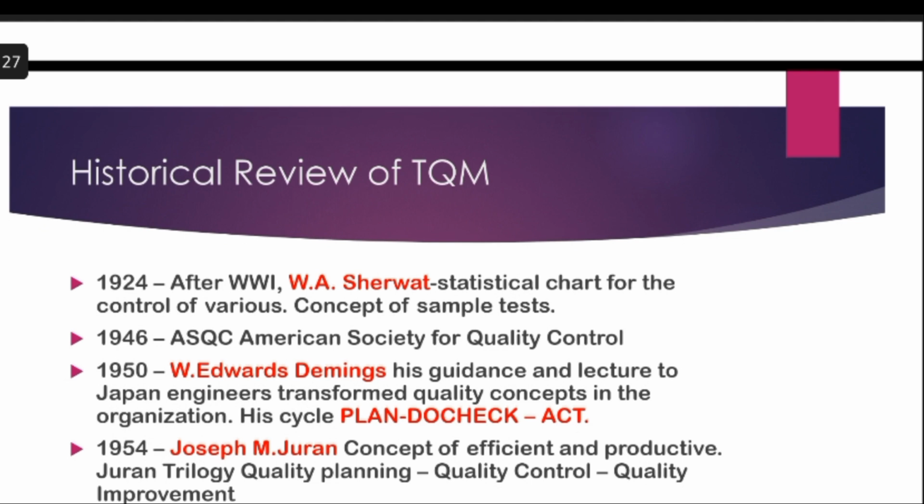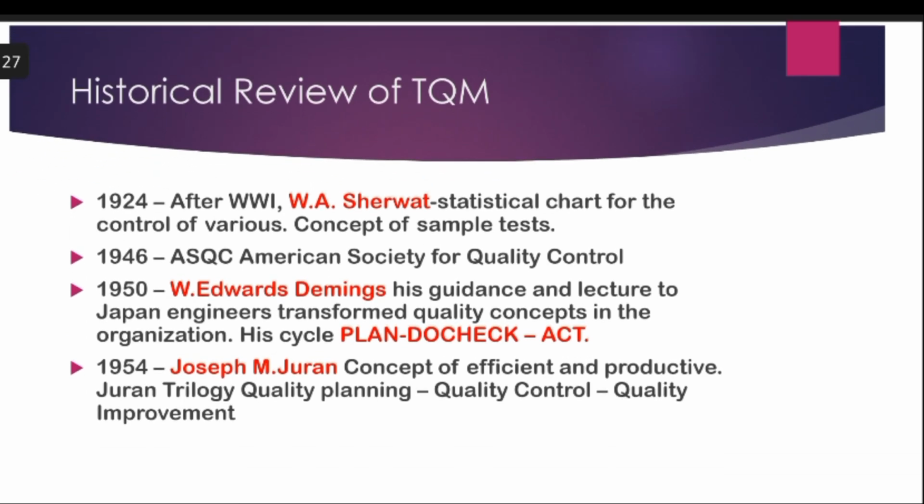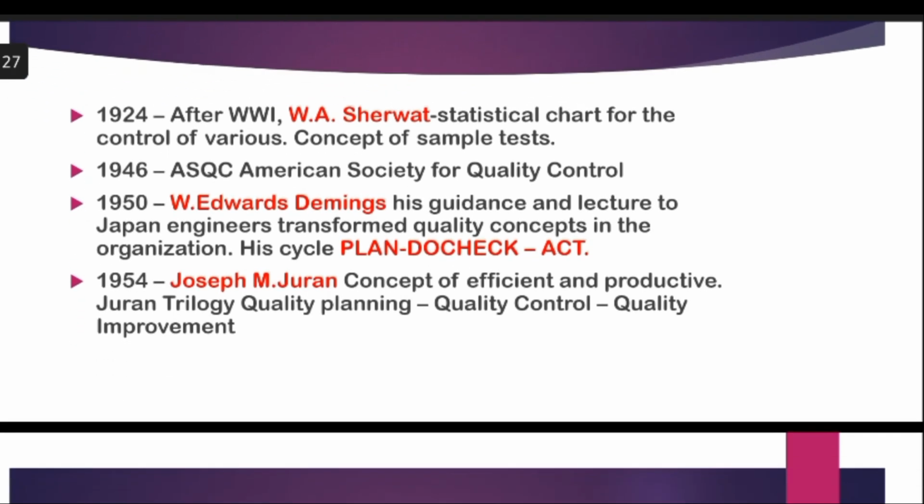Next, in 1950, Edward Deming transformed the quality concepts in an organization, and the main contribution of Deming is the PDCA cycle, that is plan, do, check and act. And in 1954, Joseph M. Juran developed a concept of efficient and productive. He also introduced the trilogy: quality planning system, quality control and quality improvement.